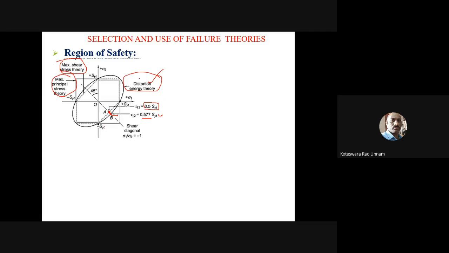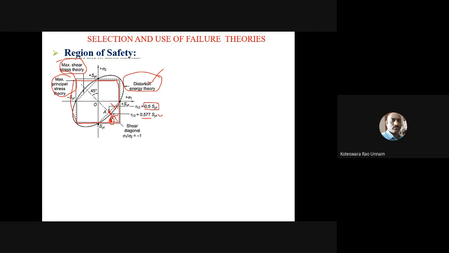Suppose I design a ductile component based on the maximum normal stress theory, and suppose I have a design point which is like this. Now if the design point is like this, according to your maximum normal stress theory, it is within the failure region only. So this square is the failure region or failure envelope. If I take the point here, according to this one your design is still safe. But according to these two theories, it is not going to be safe. That means the component is going to fail, because the point lies outside the failure envelope of these two theories.